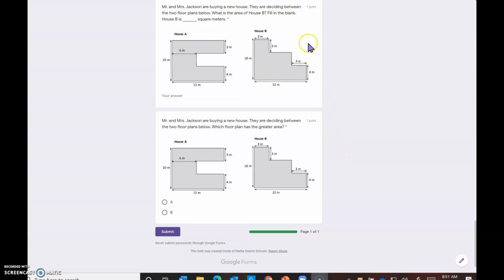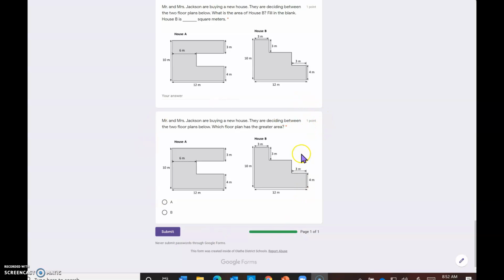The next one, you need to find the area of house B, just the shaded part. So find the area. Remember for these, what can you do to find the area of them? Hint, hint, split it into separate rectangles and use what you know about the different sides to help you figure out the answers.